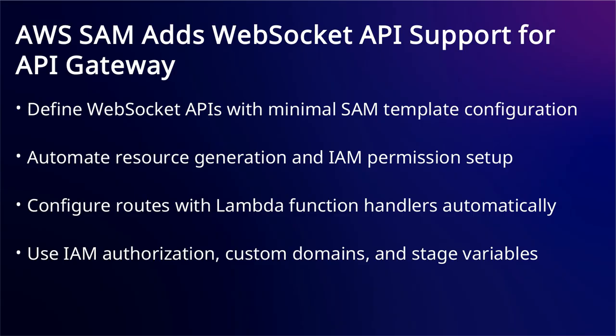AWS::Serverless::WebSocketApi resource type. You can define WebSocket APIs with minimal configuration in your SAM template, and SAM automatically generates required resources and permissions. You specify Lambda function handlers for $connect, $disconnect, $default, and custom routes, and SAM wires up integrations and permissions for each route.